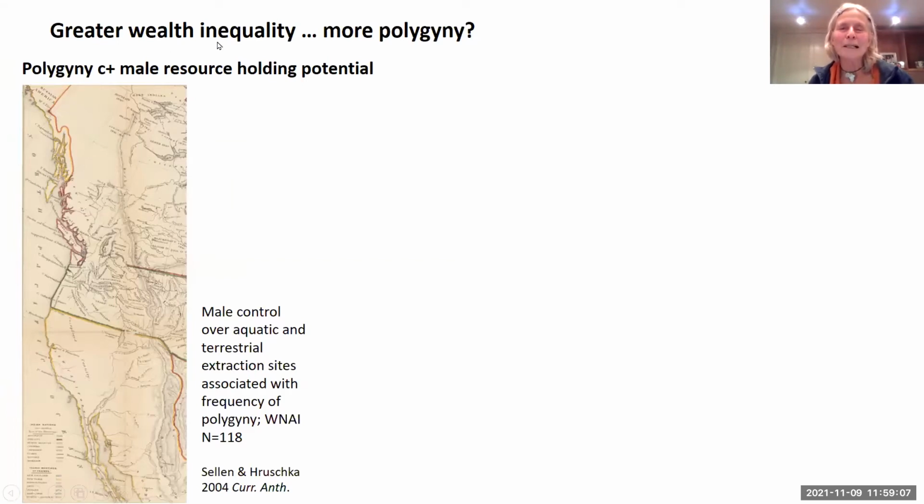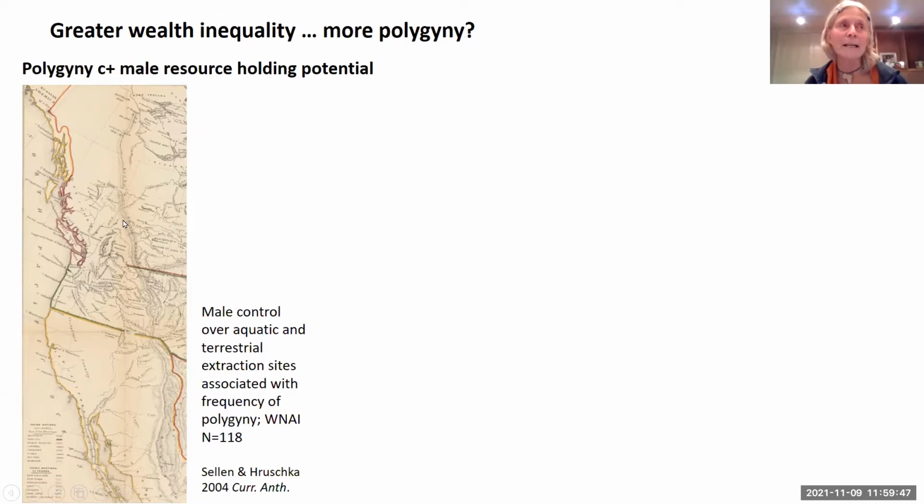So there's two ways really you can look at this question. First of all, you can see whether polygyny is correlated with male resource holding potential. Are there even resources that males can control and use this to drive polygyny? And this was looked at by Sellen and Hruschka using the Western North American Indian database, which basically is designed to capture traits at the time of first contact. And what they found was that control over the key extraction sites of resources, and particularly aquatic and terrestrial extraction sites, was associated with the frequency of polygyny.